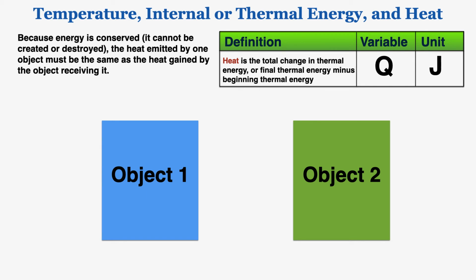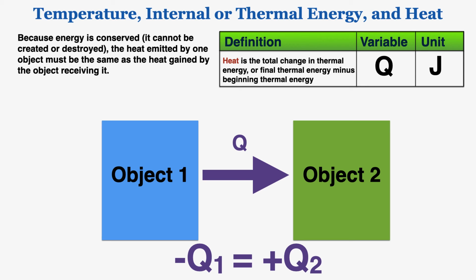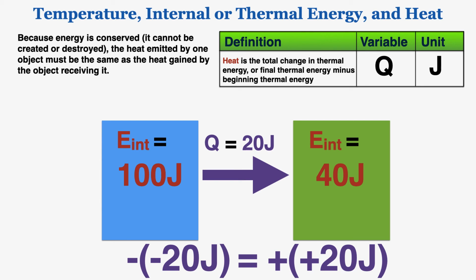Because energy is conserved, which means it cannot be created or destroyed, the heat emitted by one object must be the same as the heat gained by the object receiving it. So if we imagine that we're giving heat from object 1 to object 2, I know that the heat lost from object 1 will be equal to the heat gained by object 2. Just going back to our other example, in this example 20 joules were lost from the blue object and gained by the green object, and I can see that that makes the equation on the bottom work.